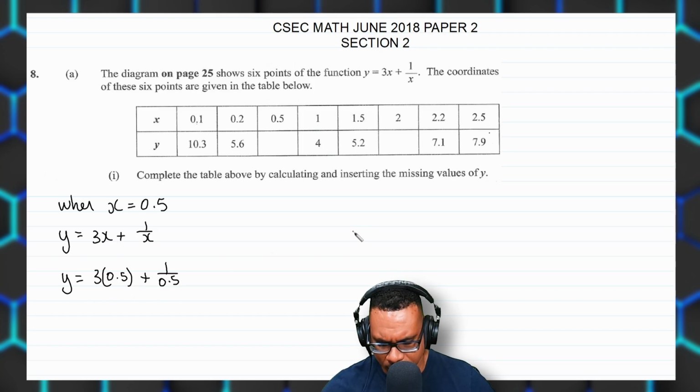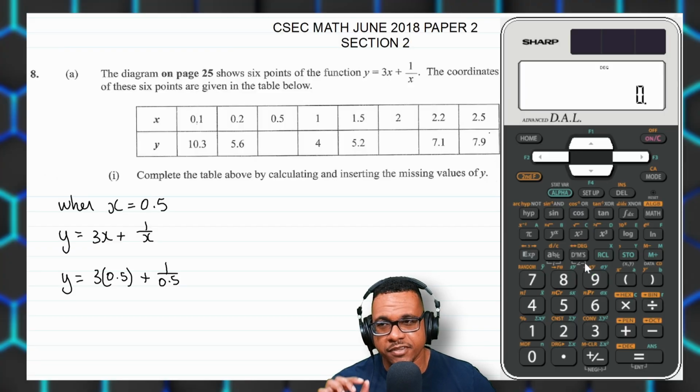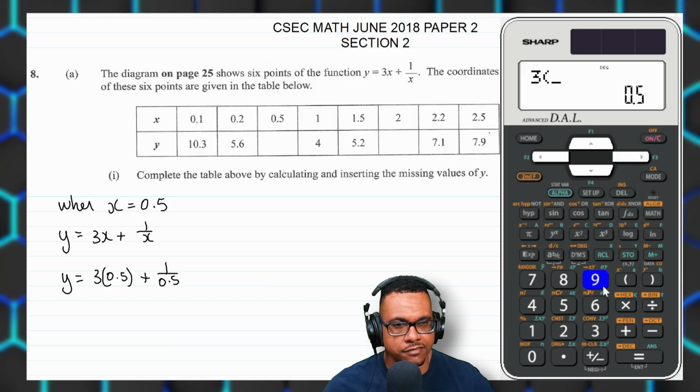So let's bring the calculator up. Alright, so I'll type the information exactly how I see it there. So I'll put 3, open brackets, 0.5, close the brackets. Then I'll put plus, and for the 1 over 0.5, we could use the fraction button, or we could open brackets, 1 divided by 0.5. So I'll do it both ways. So you could open brackets like this, put 1 divided by 0.5, close brackets, and press equal, and we get 3.5 as the answer.